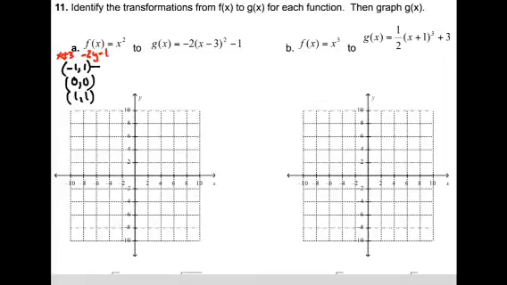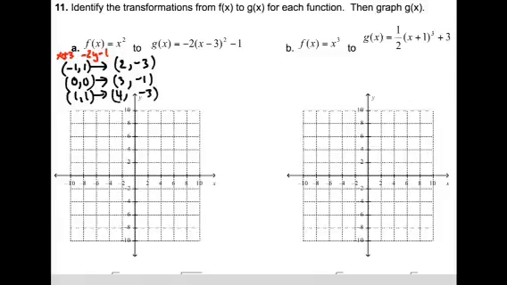Okay, so now I'm going to transform the 3 points. So negative 1 plus 3 is 2. Negative 2 minus 1 is negative 3. 0 plus 3 is 3. 0 minus 1 is negative 1. And finally, 1 plus 3 is 4. And negative 2 minus 1 is negative 3.